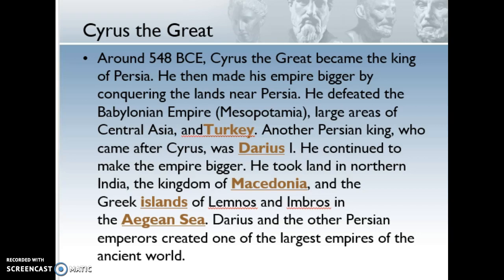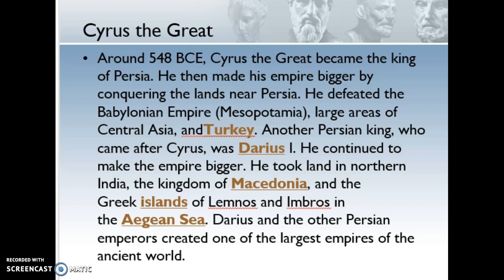Cyrus the Great. Around 548 BCE, Cyrus the Great became the king of Persia. He then made his empire bigger by conquering the lands near Persia. He defeated the Babylonian Empire, Mesopotamia, large areas of Central Asia, and Turkey.